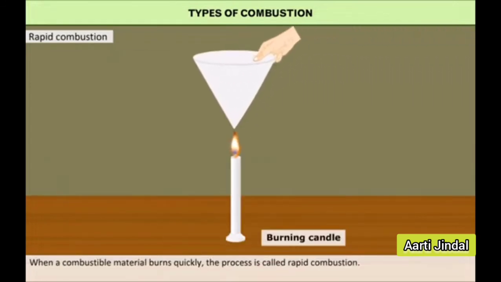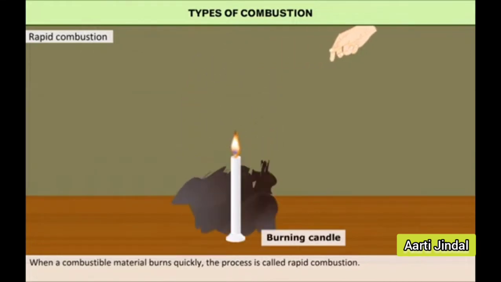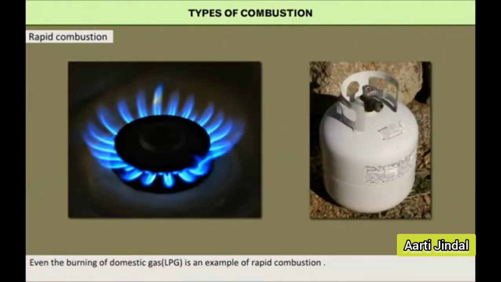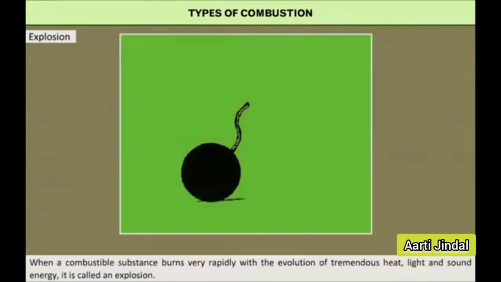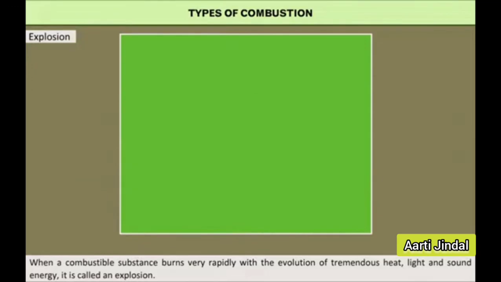Rapid combustion. When a combustible material burns quickly, the process is called rapid combustion. Burning of wax candle and domestic fuel LPG is an example of rapid combustion. Explosion. When a combustible substance burns very rapidly with the evolution of tremendous heat, light and sound energy, it is called an explosion. For example, explosion of a bomb.